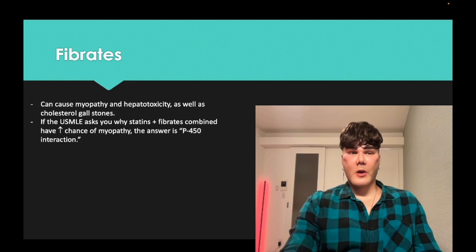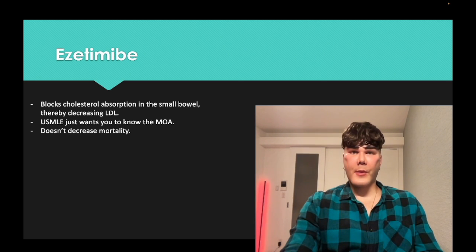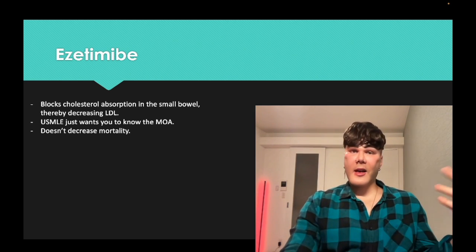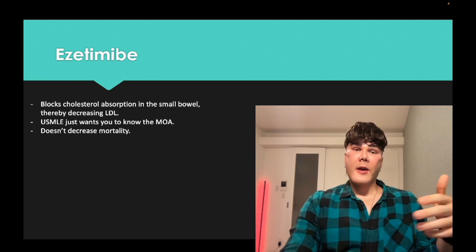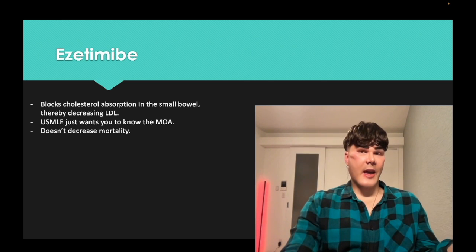And I mentioned before the P450 interaction, and then ezetimibe, they want you to know the mechanism of action. They'll make it very easy. They'll just give you a paragraph, and they'll say in the last line, ezetimibe is prescribed, which of the following is the mechanism of action. It's literally that straightforward, and the answer is just decreases small bowel absorption of cholesterol. And it doesn't decrease mortality. So drugs such as ezetimibe and bile acid sequestrants, which I'll also talk about, are drugs that decrease LDL, but do not decrease mortality the way statins do.